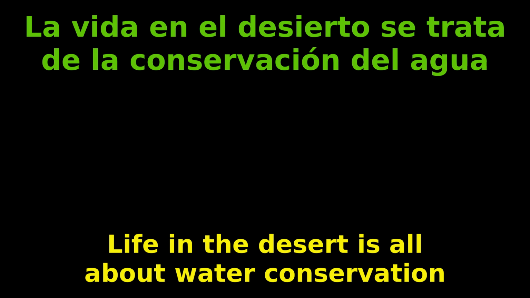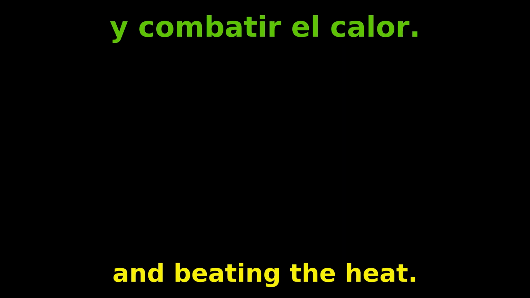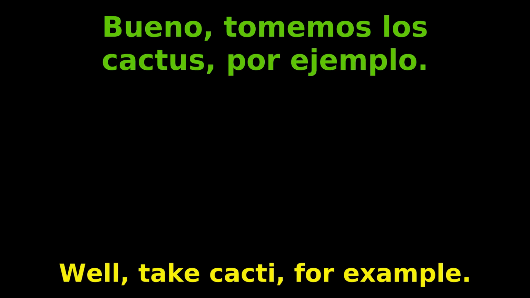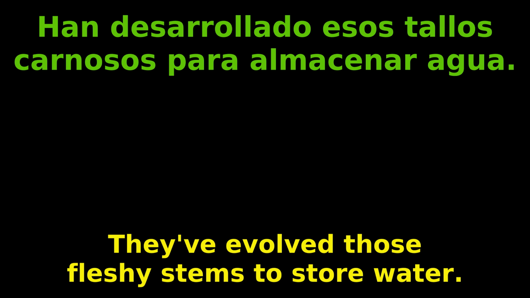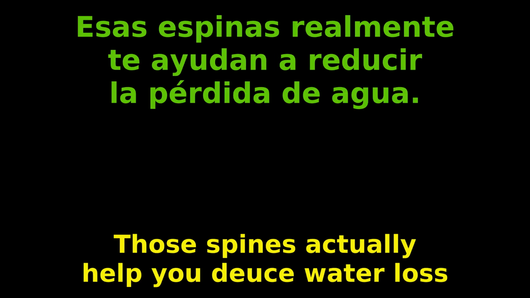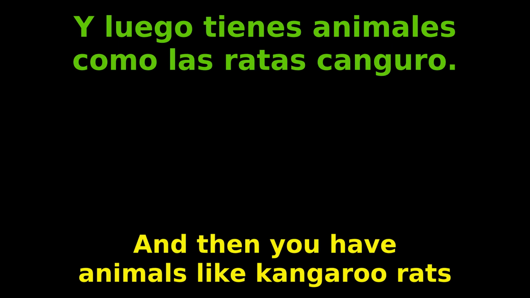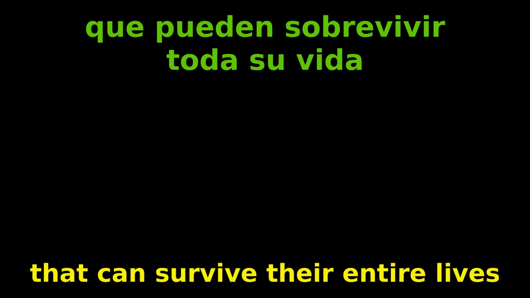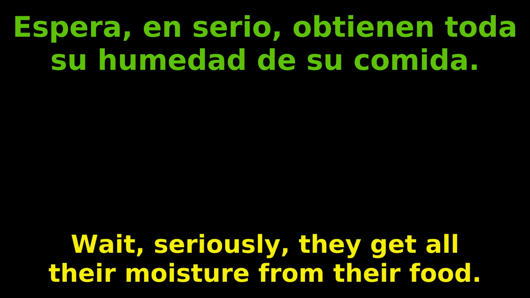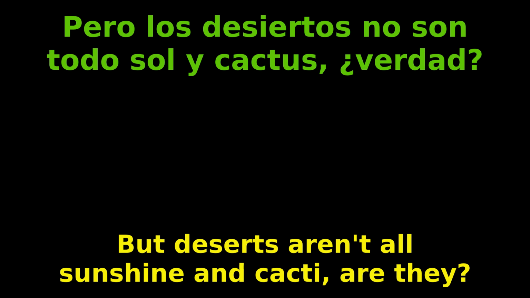You're right, life in the desert is all about water conservation and beating the heat. So what kind of crazy adaptations are we talking about? Well, take cacti, for example. They've evolved those fleshy stems to store water, and their spines aren't just for show. Those spines actually help reduce water loss and provide some shade. And then you have animals like kangaroo rats that can survive their entire lives without ever taking a sip of water. Wait, seriously? They get all their moisture from their food? That's amazing. But deserts aren't all sunshine and cacti, are they?